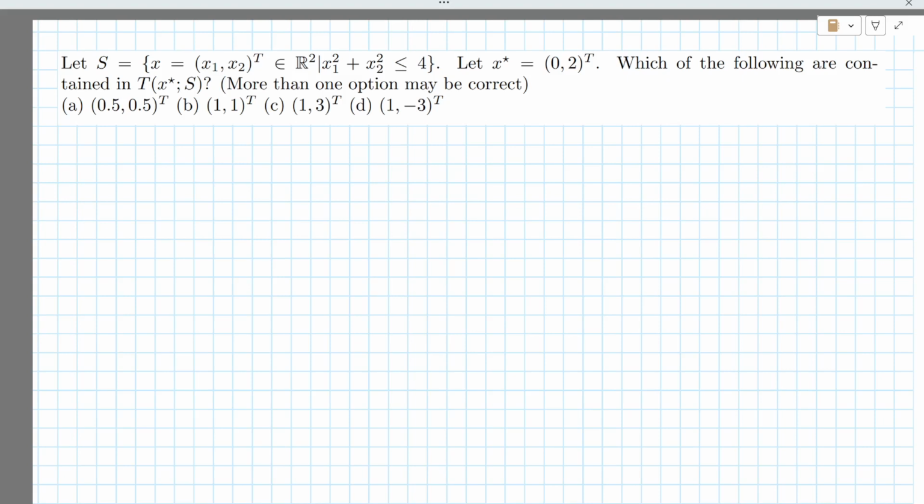Let's recall the tangent cone defined for this point x star on this set S. Let's try to recall the definition of the tangent cone. The tangent cone at x star was defined as the set of directions d such that there exists a sequence x_k in S.